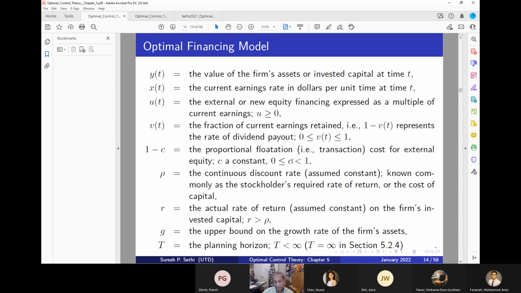So if you sell $100 of stock, you get C times $100 money into your kitty for investing. Rho is the discount rate. R is the actual capital rate of return, actual rate of return on the capital. We assume it to be constant. And we assume that R is bigger than Rho, because otherwise this firm doesn't have to be in business. If I'm earning less than a discount rate, then there's no point doing anything.